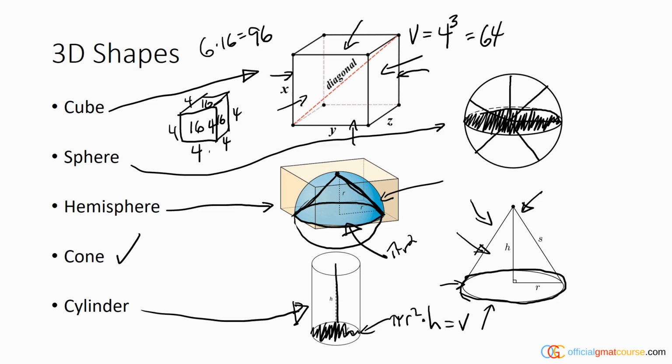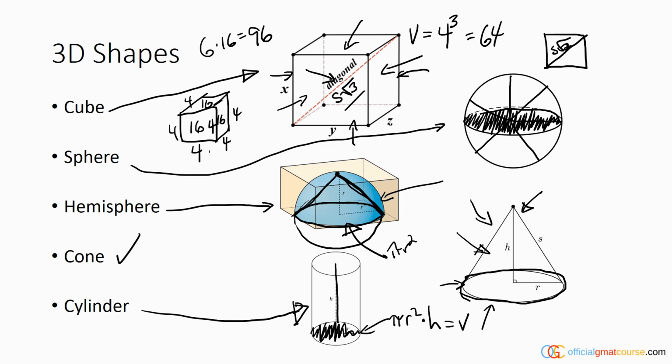And that pretty much covers everything you need to know about 3D shapes except for one thing, which is the diagonal of a cube, which you see here in red. The diagonal of a cube, if the sides are all length s, is s root 3, which is easy to remember because the diagonal of a square is s root 2. And a cube is just like a square except taken to a third degree.